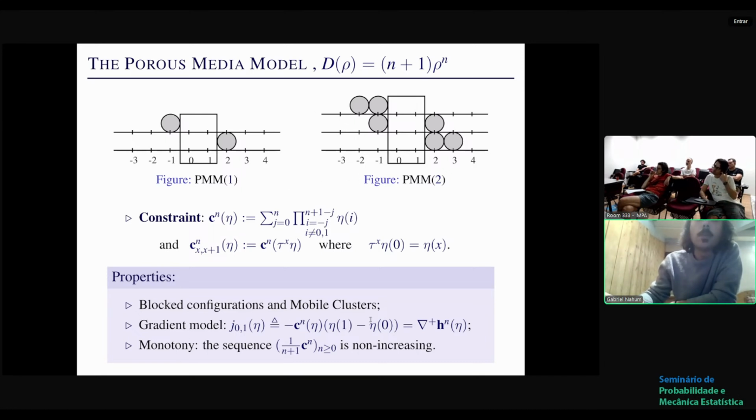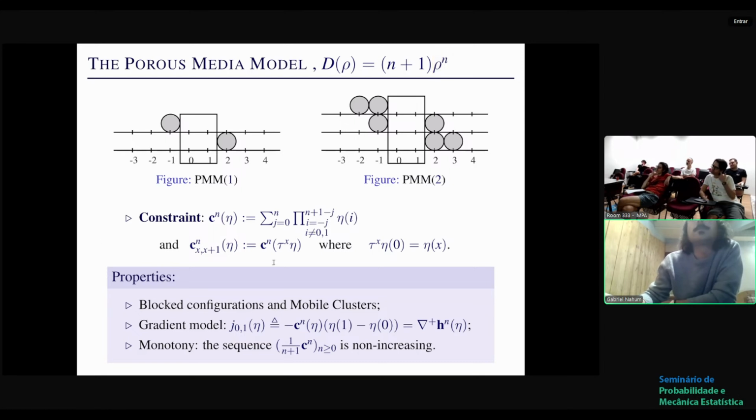It is also a gradient model. And it also satisfies this monotony property here. So the rescaled sequence of these constraints is non-increasing. And by that, I mean that since this constraint C is associated with this diffusion coefficient, then if we normalize this by n plus 1, we should get something which is associated with this rho to the power of n, and this is non-increasing in n macroscopically. So we prove the same microscopically, more or less, fixing that this model models this diffusion coefficient very well.